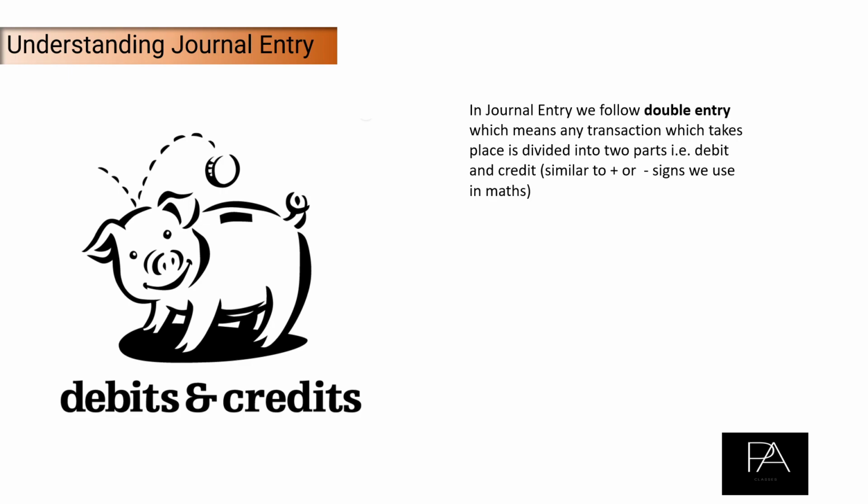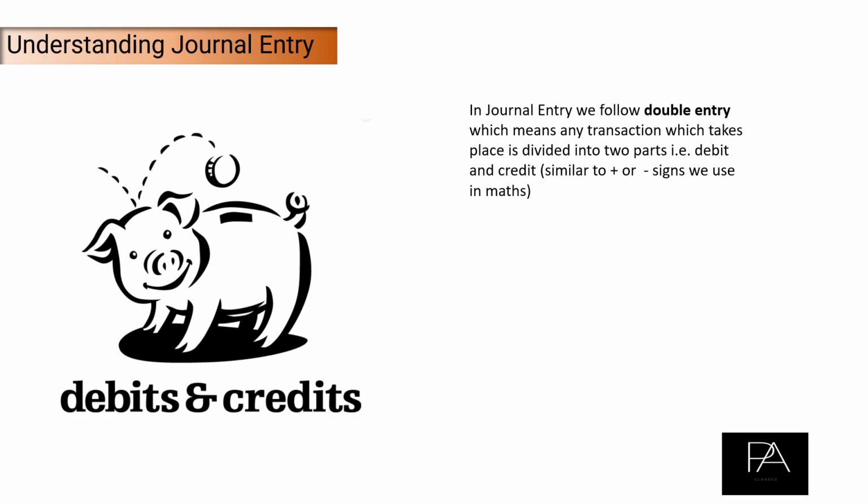Like I gave you an example of buying a pen. When you buy a pen, you get a pen, you give money. So here this transaction is divided into two parts. The first part is buying a pen, the second part is giving the money. So that buying the pen and giving the money in the transaction, that is double entry. It means it affects two things.